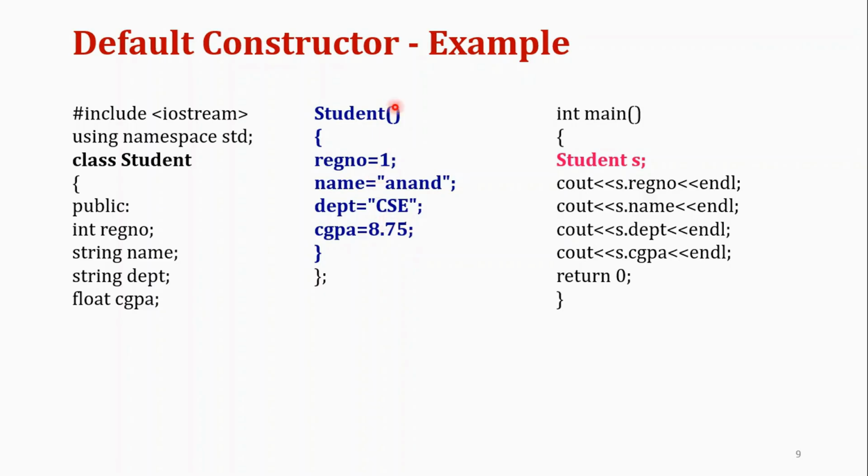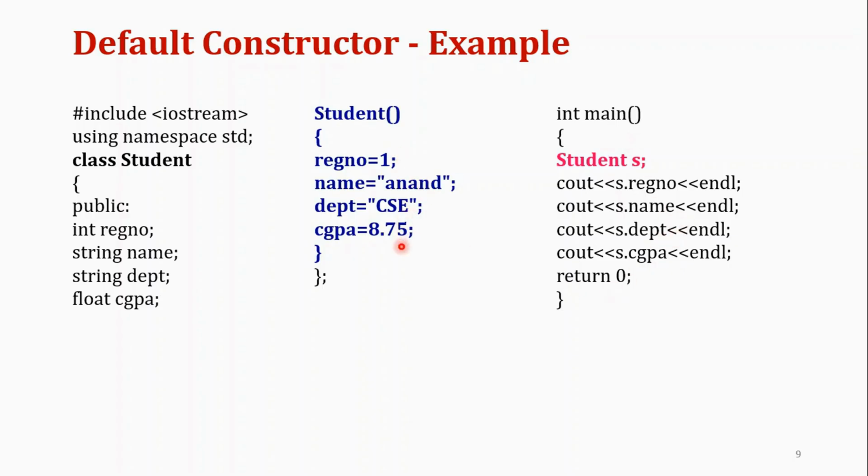If the programmer doesn't define this, the compiler will generate its own automatic default constructor. Okay. So when I call register number, name, department, CGPA of the object S, that will be displaying Anand, CSE, 8.72 respectively. Right.